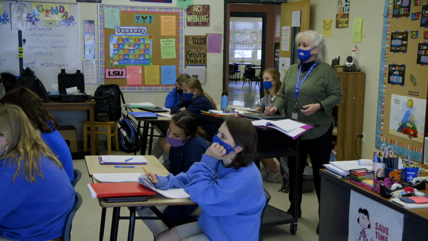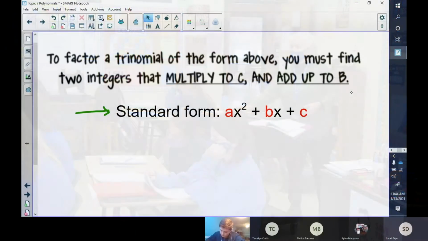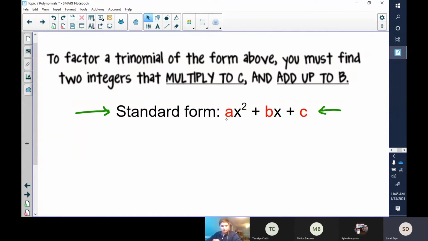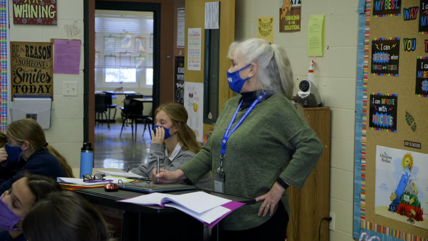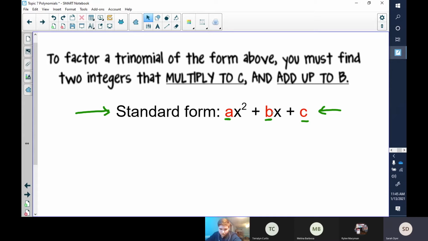So the first thing I want us to make sure that we remember is standard form. And this is what standard form looks like. ax squared plus bx plus c. Please notice a is the coefficient of the quadratic. B is the coefficient of the linear variable, which has an exponent of 1. And c is the constant.